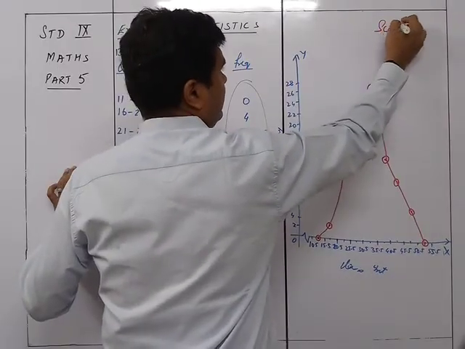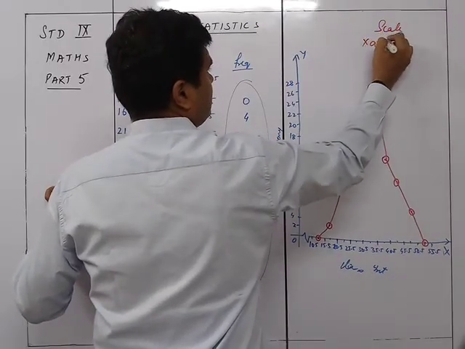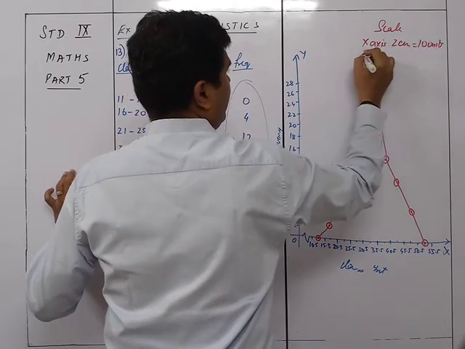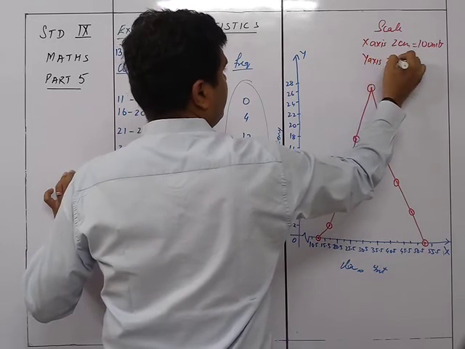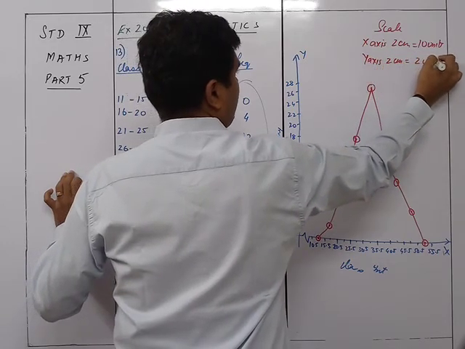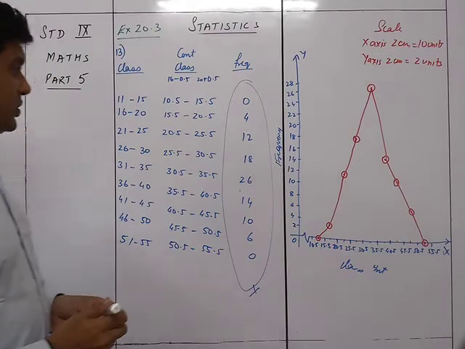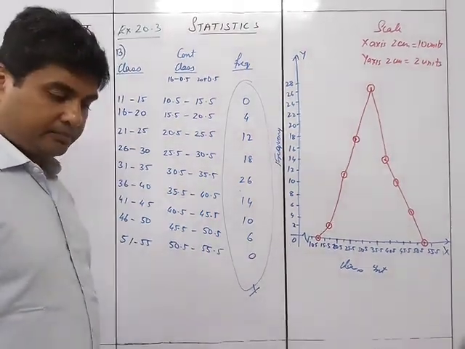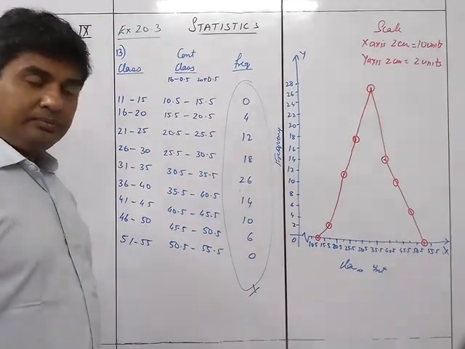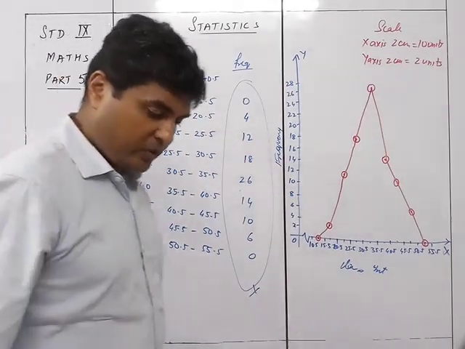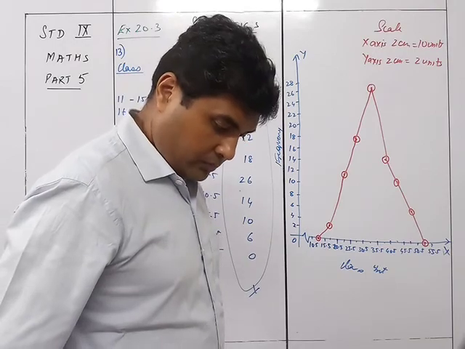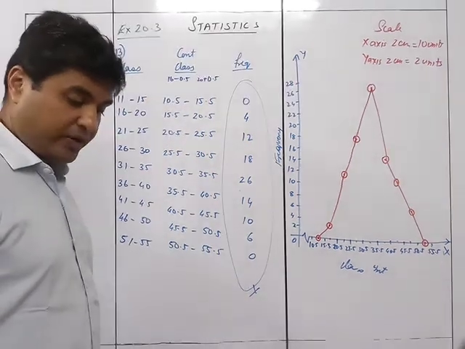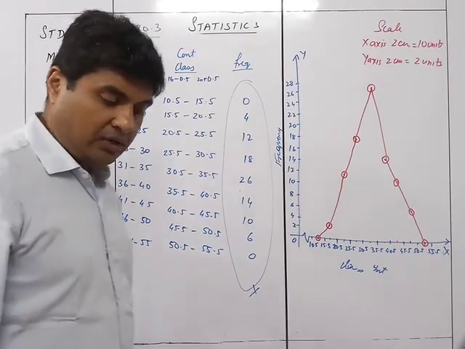The scale we need to write over here is that on the x-axis 2 centimeter is equal to 10 units and on the y-axis 2 centimeter is equal to 2 units. So that is your sum number 13. Okay, very easy sum. That was the frequency polygon. We stop here for this video and we continue with sum number 15 in the next video.